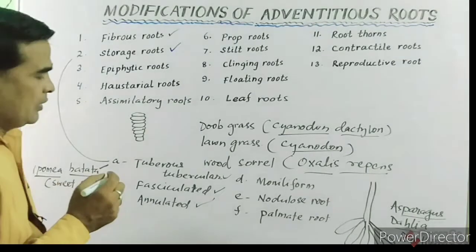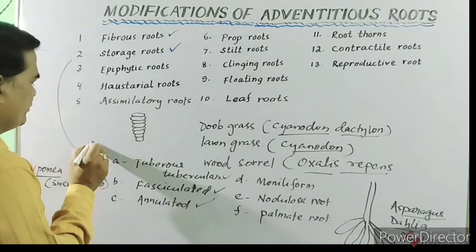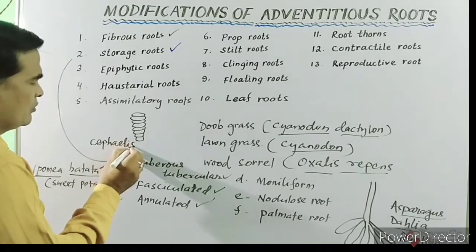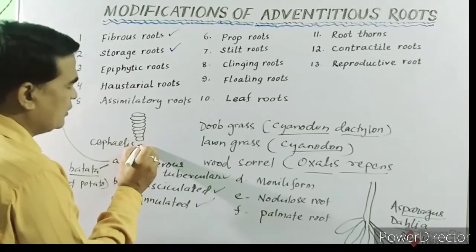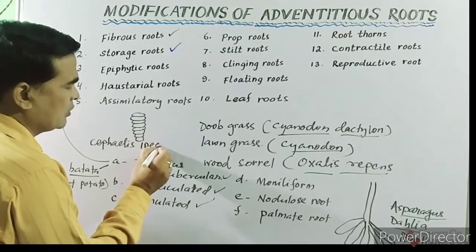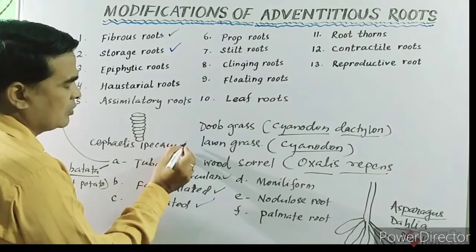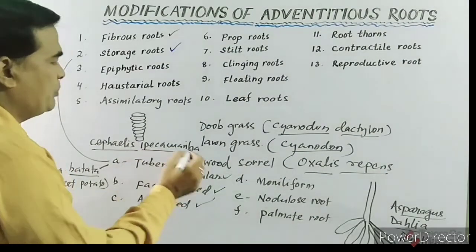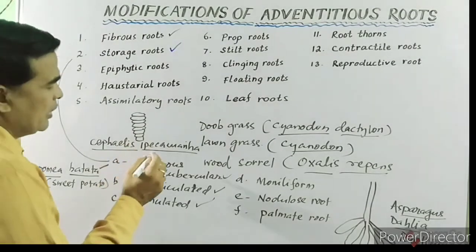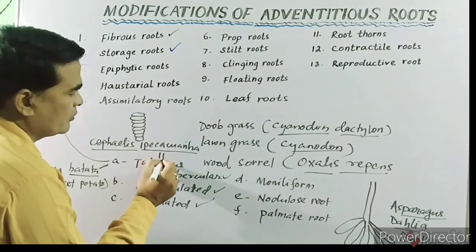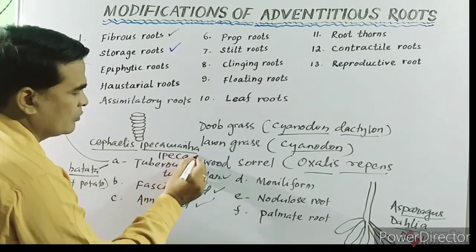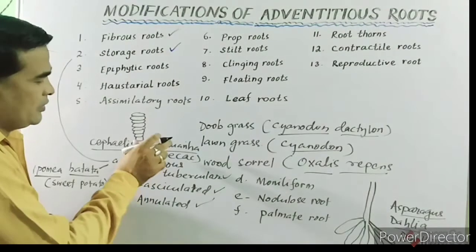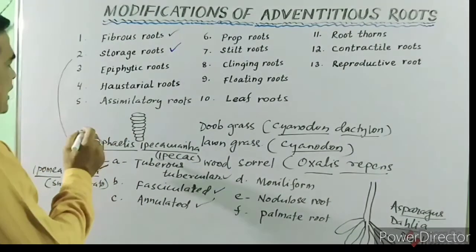This is found in Cephaelis ipecacuanha, which is commonly called ipecac, or this plant is otherwise known as Psychotria.